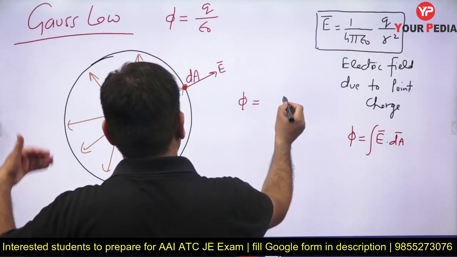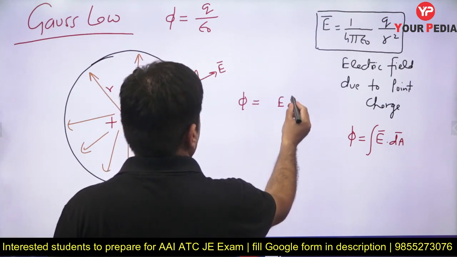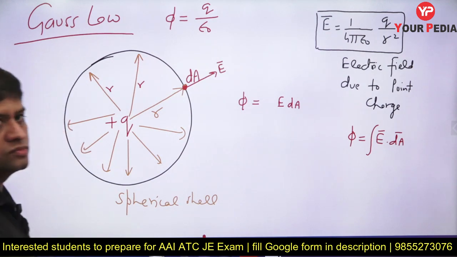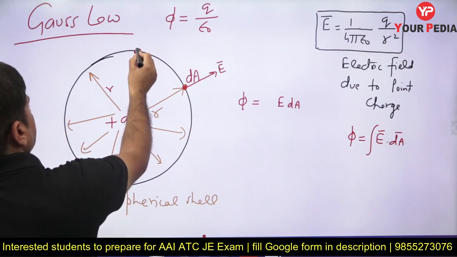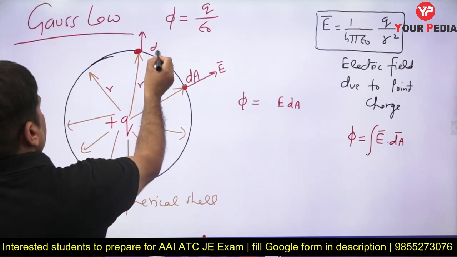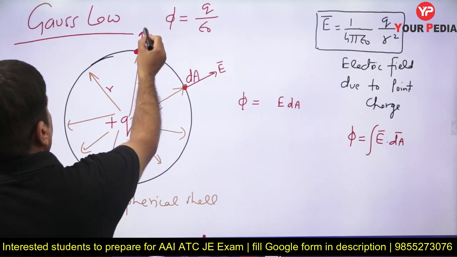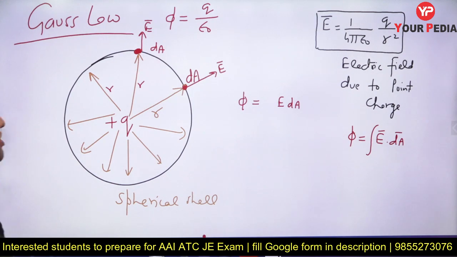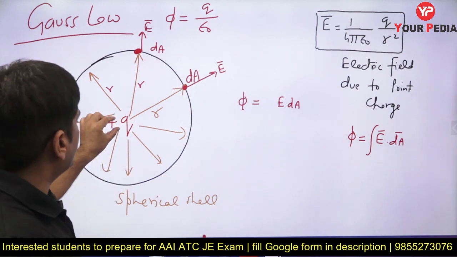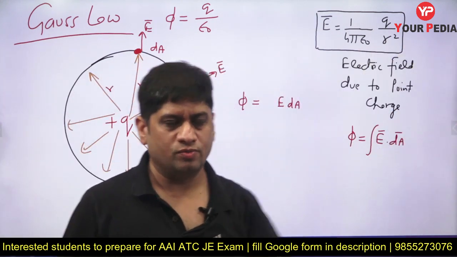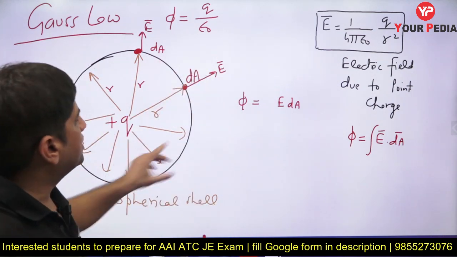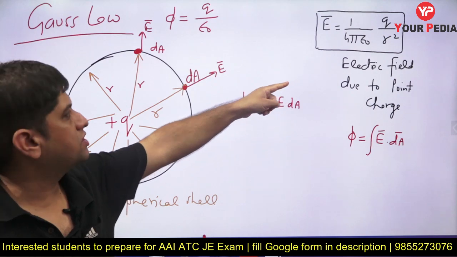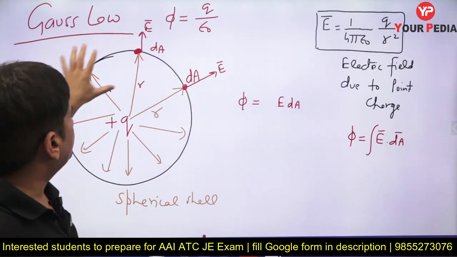This is E into dA. And what about here? Again E into dA. This is dA. This is the electric field, and electric field also has a direction, and for a positive charge it is outward, as you know. So E into dA, E everywhere is the same because on the perimeter r is the same, 1 by 4 pi epsilon naught is constant, charge is Q. So everywhere dA is the same.